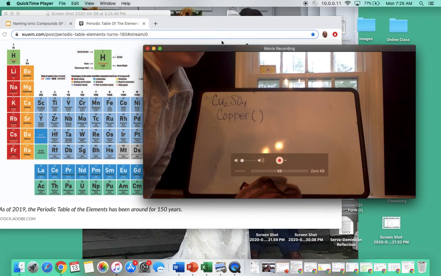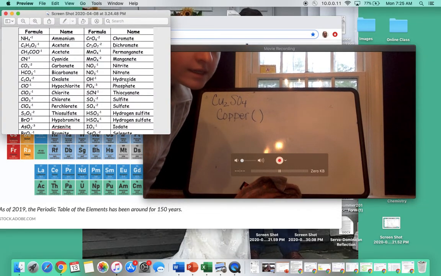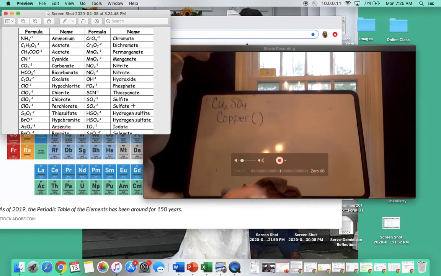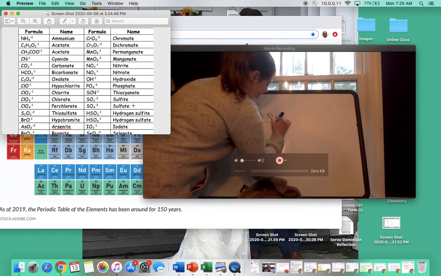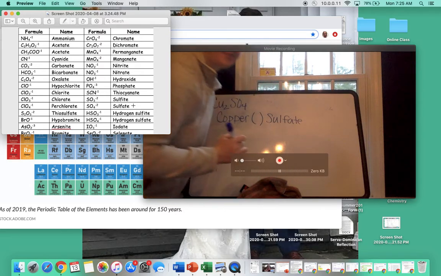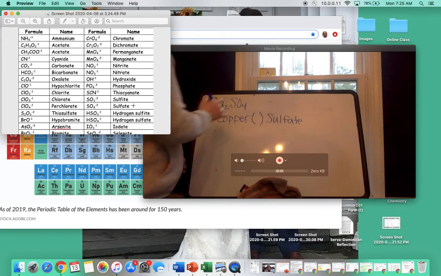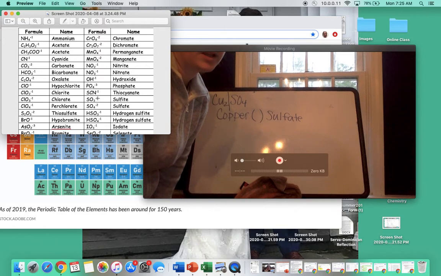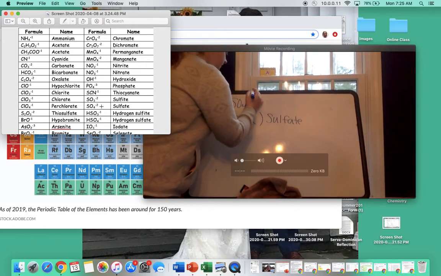Now, SO4 is sulfate, according to your polyatomic ion sheet, so sulfate stays the same. Okay, now we have to draw our line and separate the left side and the right. We look at the charge for sulfate. We know that sulfate has a charge of -2.